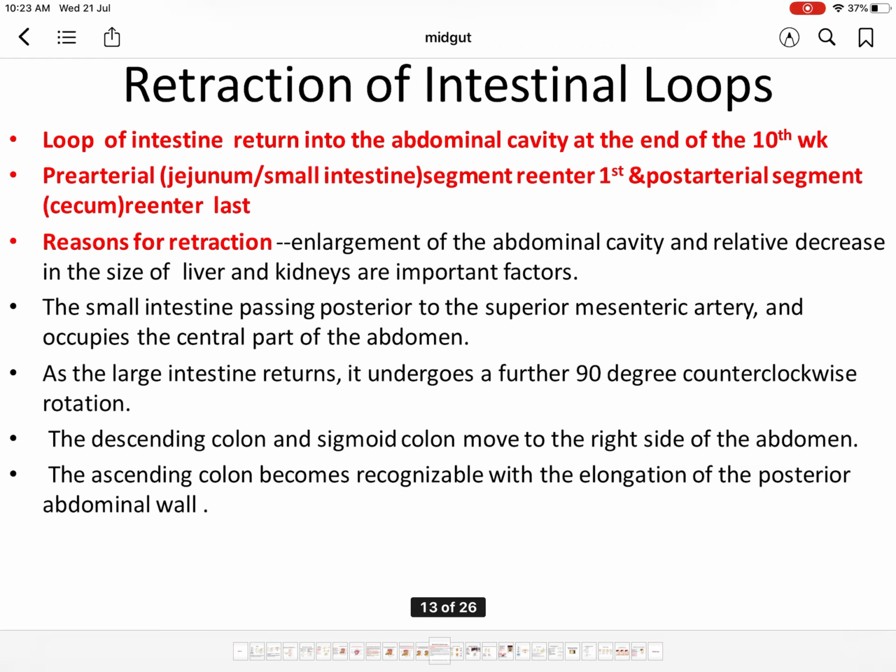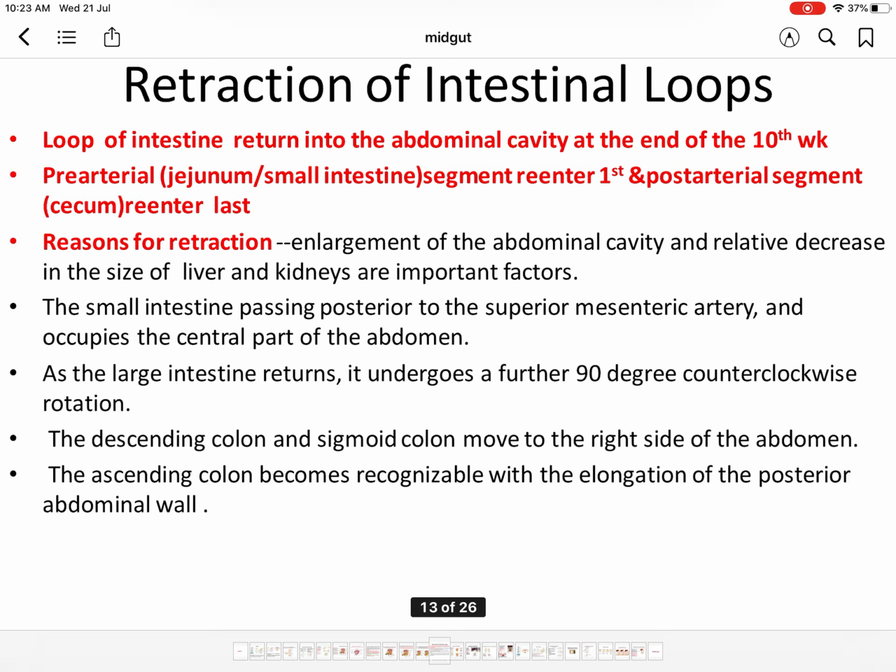Now we can say this loop, retraction of the intestinal loop, is at the end of the 10th week, and the prearterial segment will re-enter first, and the postarterial segment or the cecum will re-enter last. Why will this postarterial segment return last? Because the cecal bud is developing in the postarterial segment, and it will interfere in the return of the postarterial segment. That's why the postarterial segment will enter last, and the cecum is the last organ to enter into the abdominal cavity, and the jejunum is the first organ which will re-enter into the abdominal cavity.